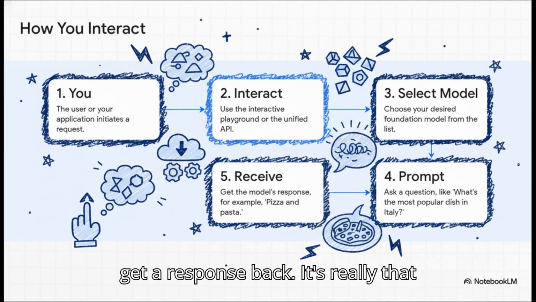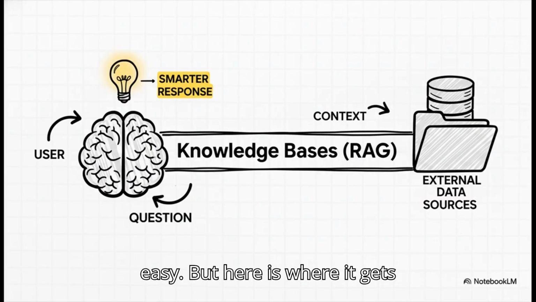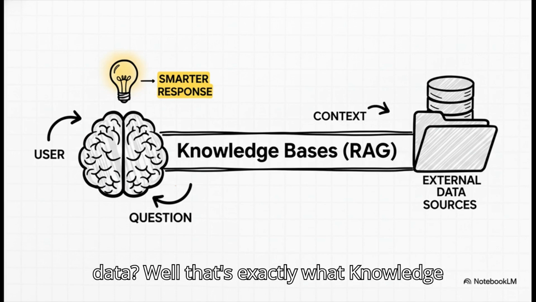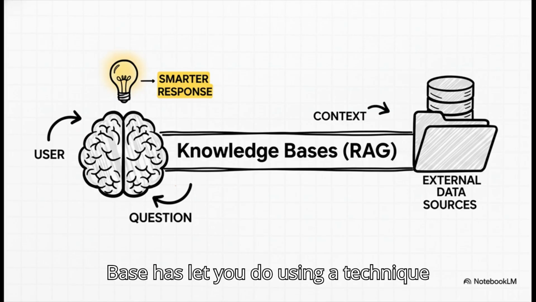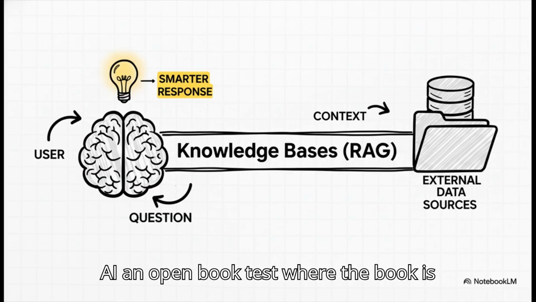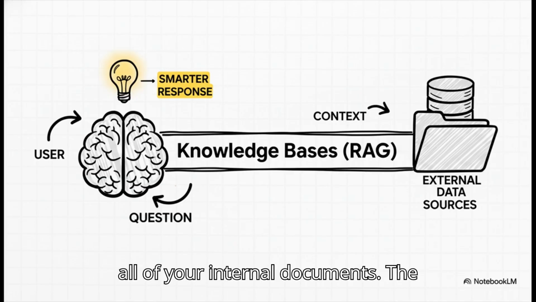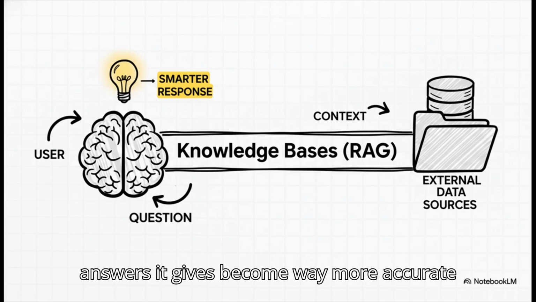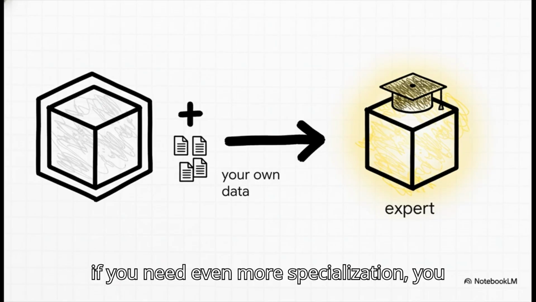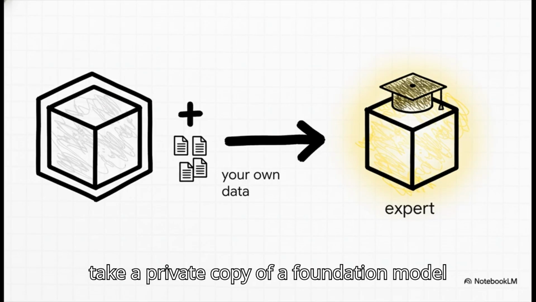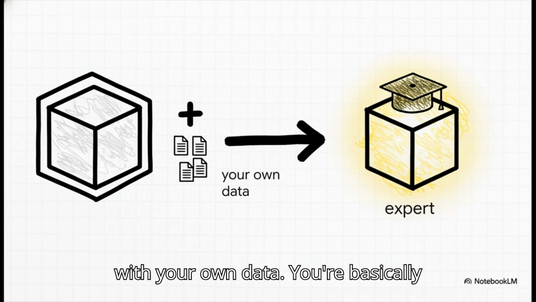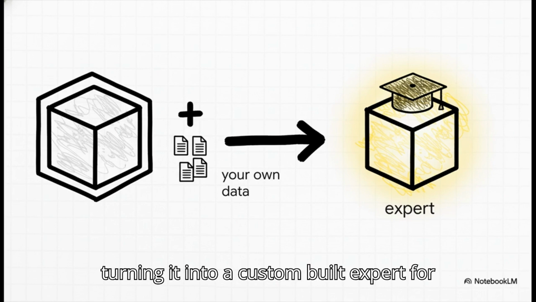It's really that easy. But here is where it gets incredibly powerful. What if the AI could securely access your company's private data? Well, that's exactly what knowledge bases let you do, using a technique called Retrieval Augmented Generation, or RAG. Just think of it like giving the AI an open book test, where the book is all of your internal documents. The answers it gives become way more accurate and relevant to your actual business. And if you need even more specialization, you can use fine-tuning. This is where you take a private copy of a foundation model, and you actually train it a little more with your own data. You're basically turning it into a custom-built expert for your very specific needs.